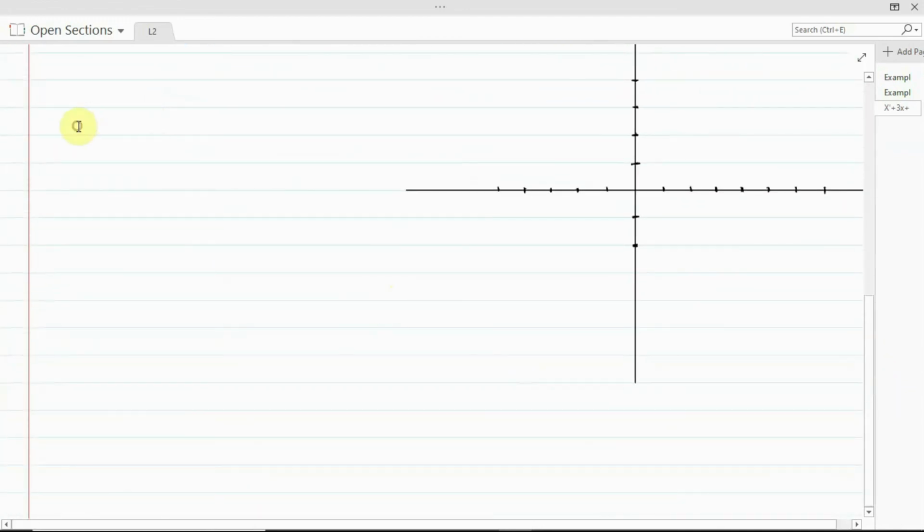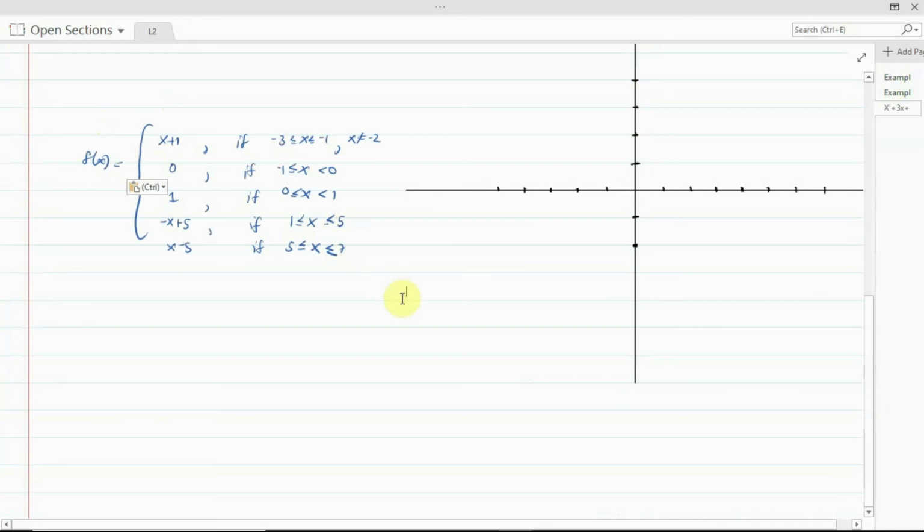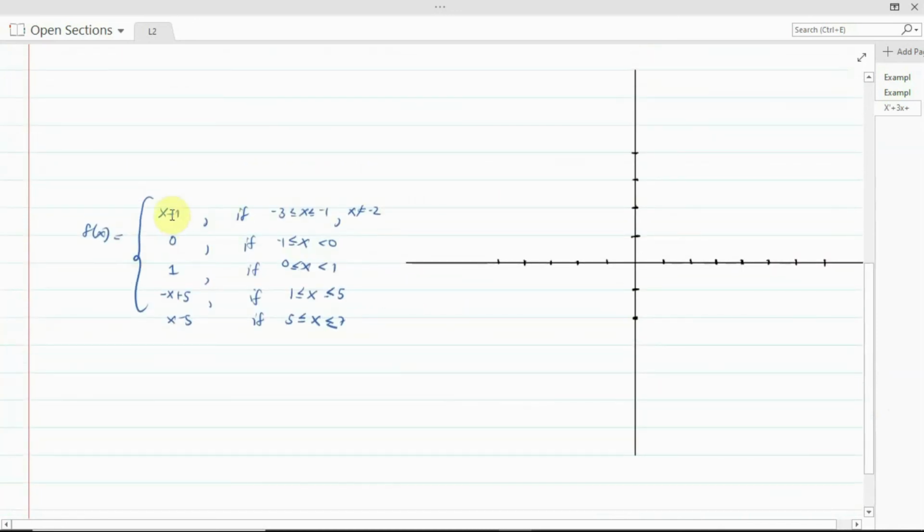Okay? Alright, so let's graph this one. First, let's graph the line x plus 1. So, how do we graph that? Let's get two points. Let's just use the endpoints, negative 3 and negative 1. When x is negative 3, what is f of x? It's negative 3 plus 1 or negative 2. So, we have the point negative 3, negative 2. It's the point negative 3, negative 2.